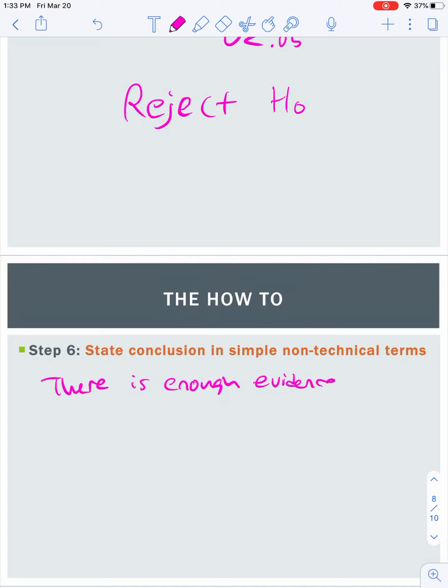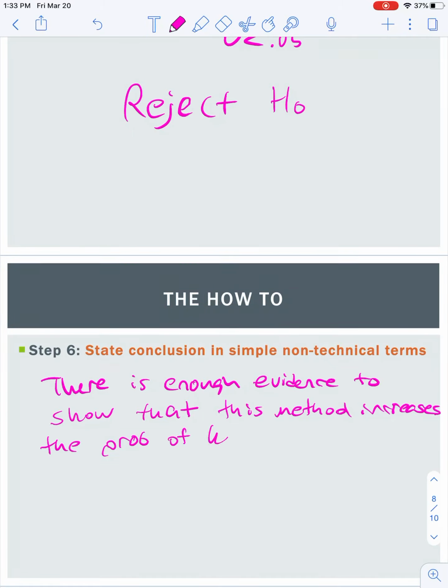There's enough evidence to show that this method increases the probability of having a baby girl.